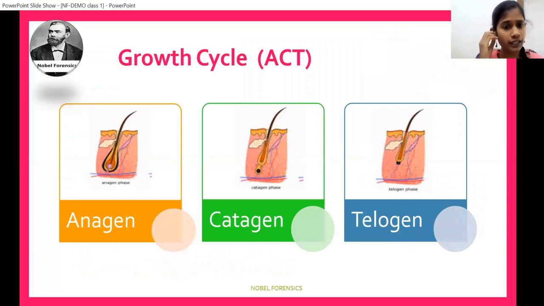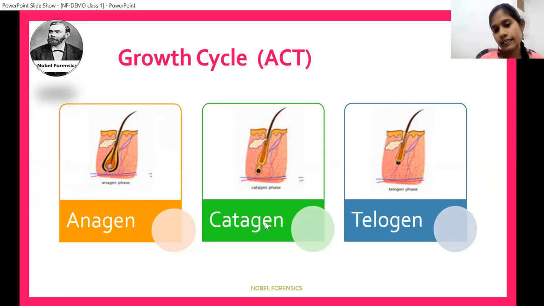Then the growth cycle of the hair. There are three main stages in the growth cycle: anagen, catagen, and telogen. There is a fourth stage, which is exogen, but we usually add these three stages mainly. The anagen stage is also known as the active growth phase. The active growth phase of the hair cycle is the anagen phase. This is also a previous question. So if you observe in this first diagram, the hair is growing actively.